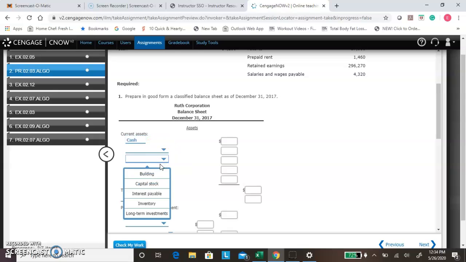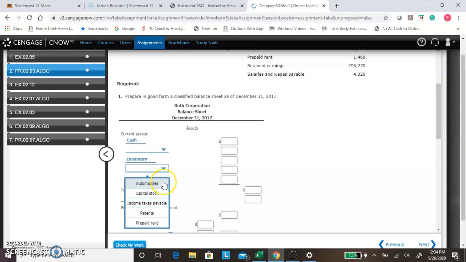Let's see what our next one is. Building, again, it's an asset, but it's long term. We use buildings for longer than a year. Capital stock is an equity item. Payable, you see the word payable there, you know that's a liability, definitely not an asset. Inventory, hopefully you sell your inventory within a year. So we're going to consider that a current asset because you're really hoping to sell that stuff within a year, okay?